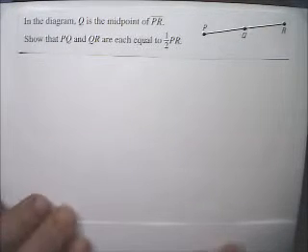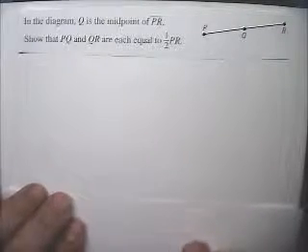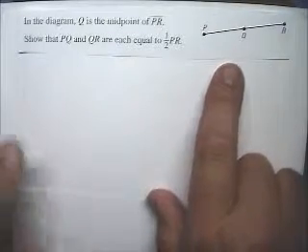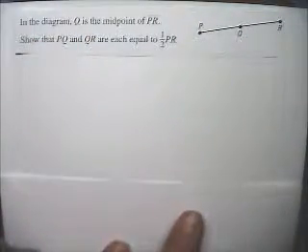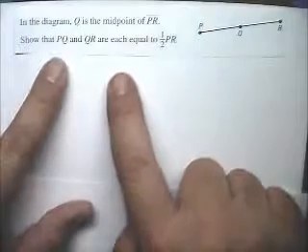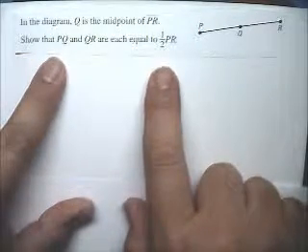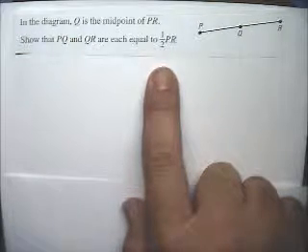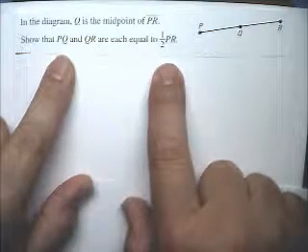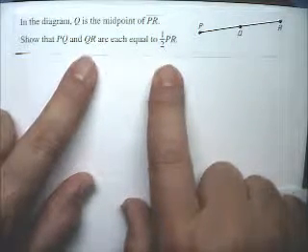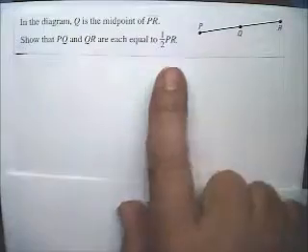Hello, this is Reasoning and Proof, proving statements about segments, example 3. In example 3 they give us this diagram and they say that Q is the midpoint of PR, and we have to show that PQ and QR are each equal to 1/2 PR. So there's really two statements to show here. We have to show that PQ is equal to 1/2 PR, and the second thing to show is that QR is equal to 1/2 PR.